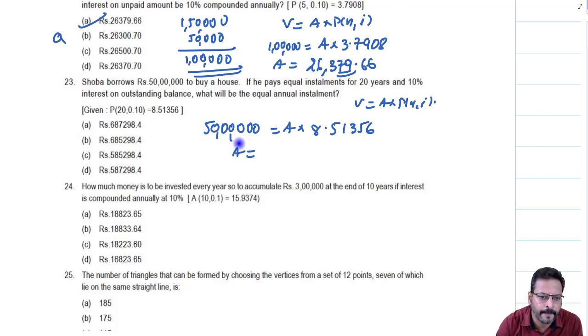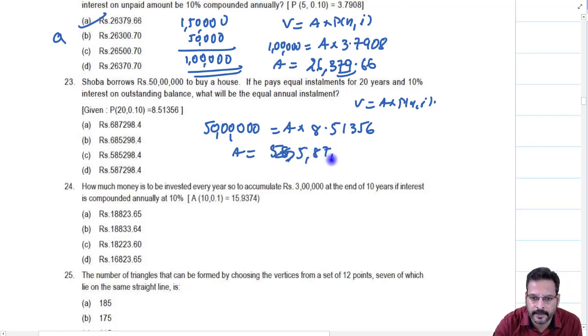Therefore A will be 5,87,298. 5,87,298.38 can be rounded off to 4. The answer will be D.